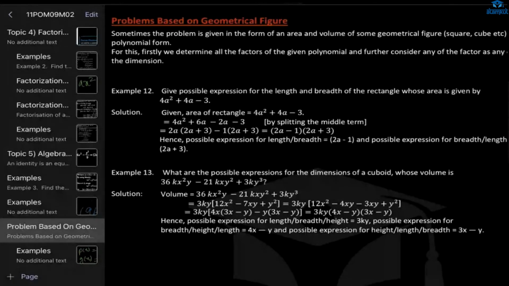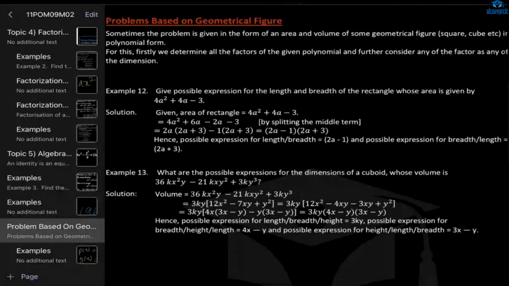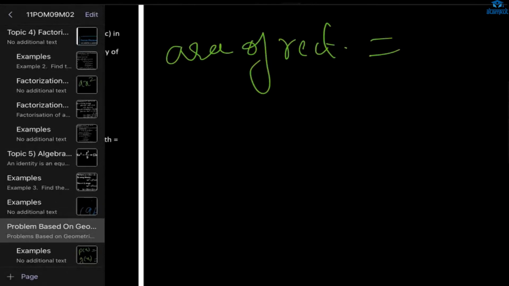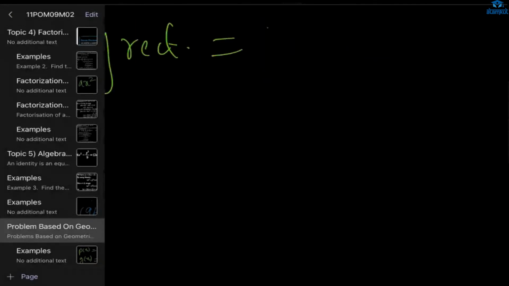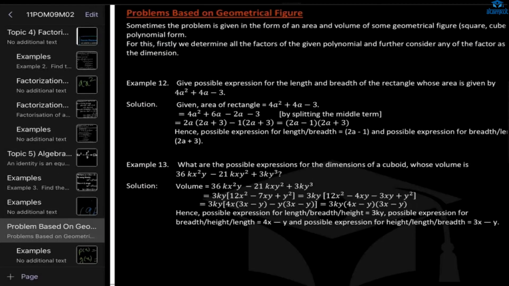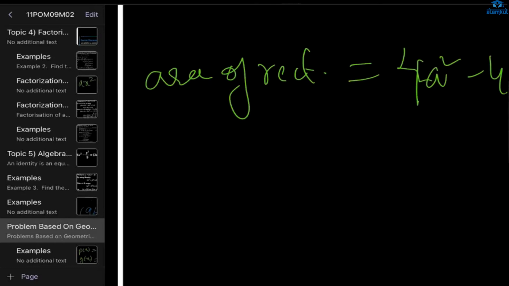See example number 12: give possible expressions for the length and breadth of the rectangle whose area is given by 4a square plus 4a minus 3. Now, this expression is given for the area of the rectangle. What is the area of the rectangle? Length into breadth. But we have the area of the rectangle in quadratic form. I have written it wrong: it is 4a square plus 4a plus 3. This is the quadratic equation that we have got.